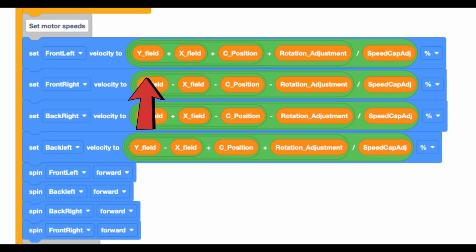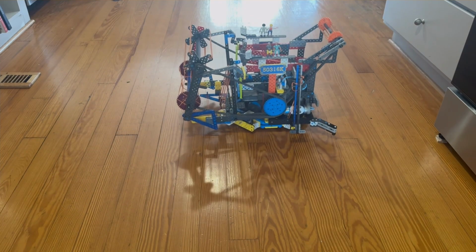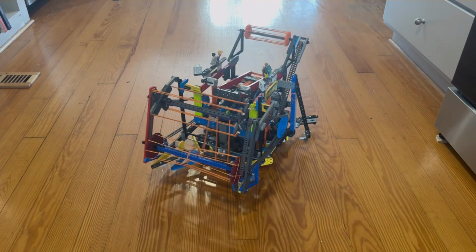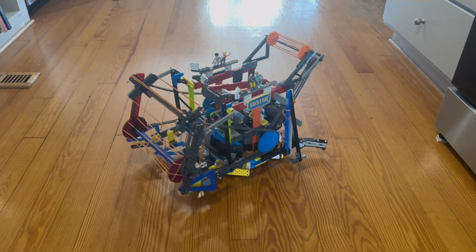To move forward, we spin all our motors forward, and to move backward, we spin all our motors backward. To move right, we spin the front left and back right motors forward and spin the others backwards. To rotate right, we spin our front left and back left motors forward. For more info about basic Xdrive controls, see the link below. Don't worry about rotation adjustment and speed cap for now, as we'll get to those later.